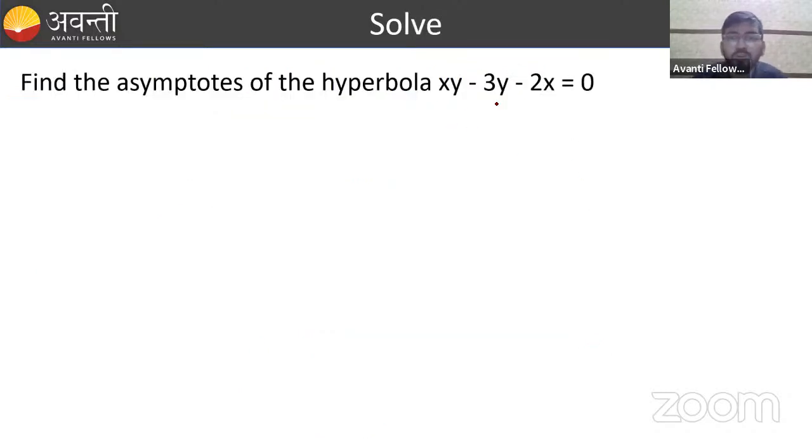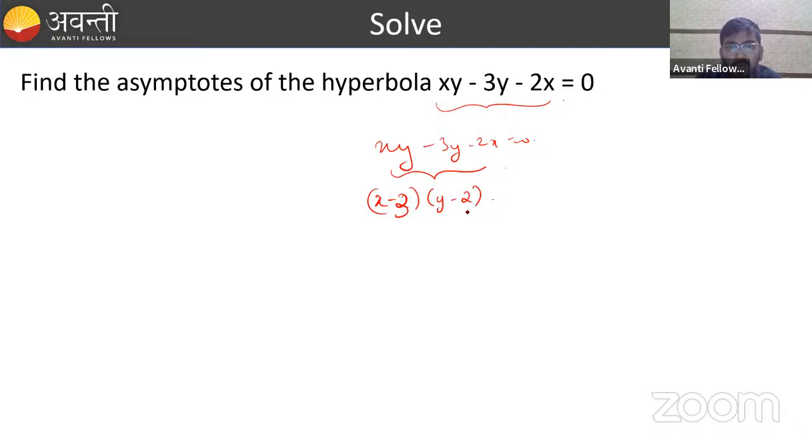Find the asymptotes of the hyperbola xy minus 3y minus 2x equals 0. This is also a similar problem. What we can do here is write this as (x minus 3) into (y minus 2) equals 6. So this is that equation.